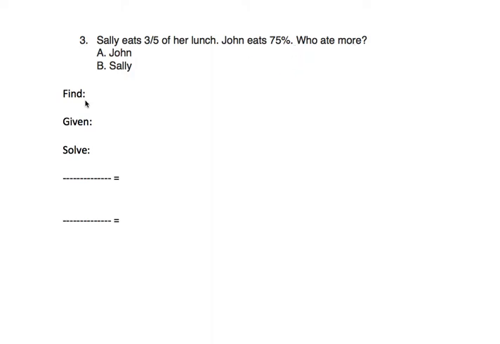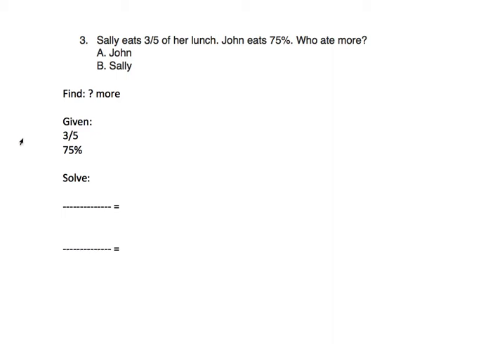So you're supposed to find just which one is more, Sally or John, who ate more. And you're given 3/5 and you're given 75%. Okay, so it's hard to directly compare those. You could turn 3/5 into a percent. You could turn a percent into a fraction, but then you'd have to find common denominators.